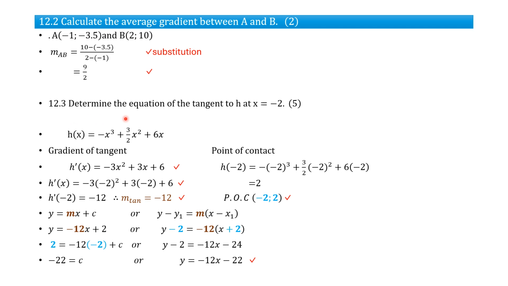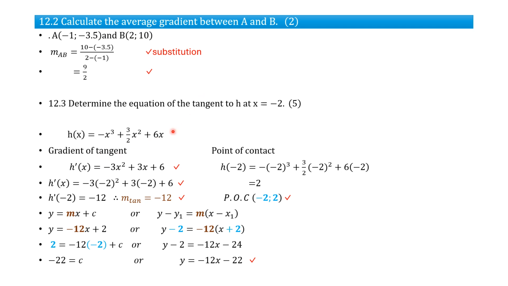12.3, make sure you understand this process, because later on, if you go through, we also ask this in reverse order, where we give you the equation of the tangent and you must get the equation of the cubic function. So determine the equation of the tangent to h at x equals minus 2. So I know my equation is h(x) equals minus x cubed plus 3 over 2 x squared plus 6x.